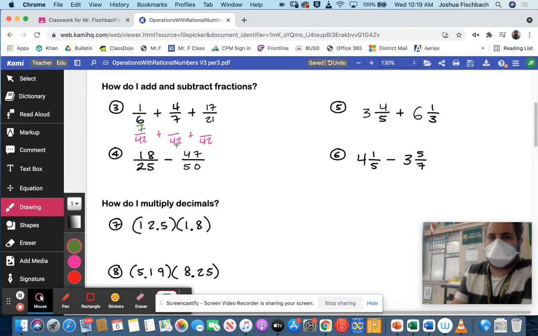What would I multiply 7 by to get 42? 7 times 6 is 42. I multiply the bottom by 6. I have to multiply the top by 6. 4 times 6 is 24. So 4/7 is equivalent to 24 42nds.